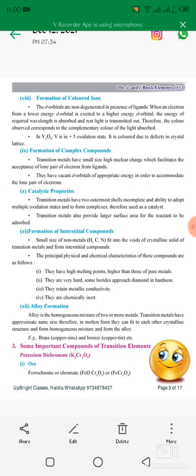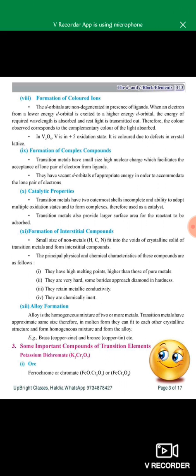The eighth property of the d block elements is the coloration of ions. The d orbitals are non-degenerate in the presence of ligands. When an electron from a lower energy level is excited to a higher energy level, the energy of the required wavelength is absorbed and the red light is transmitted out, so the color is observed. The complementary color of the light absorbed is seen. V2O5, for example, has a +5 oxidation state. It is colored due to defects in the crystal lattice.